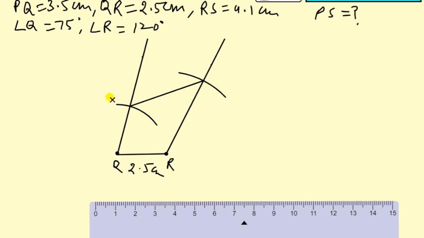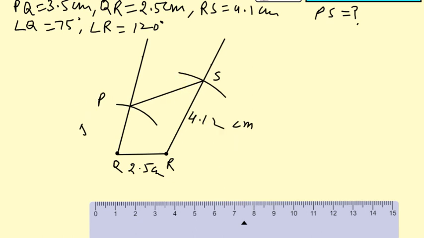Join this with the help of a scale like this and write the names. The point is P, Q, R, and this point is S. Now write the measurements. It is 4.1 centimeters, so write 4.1 centimeters. PQ is given as 3.5 centimeters, so write 3.5 centimeters here.